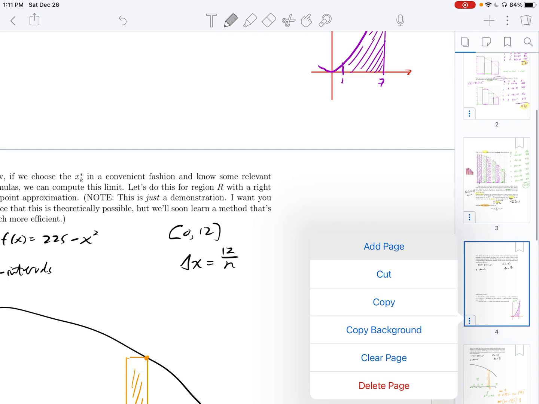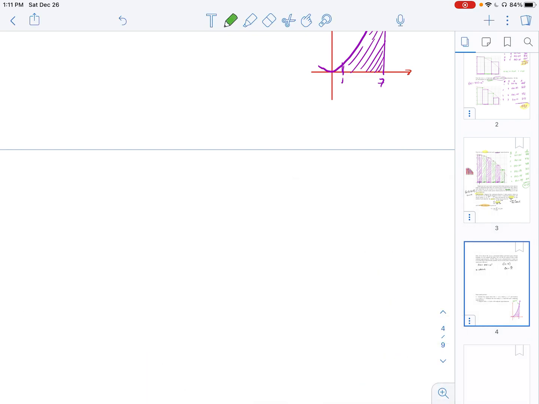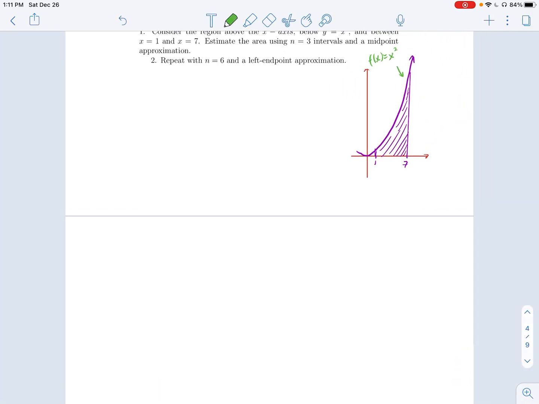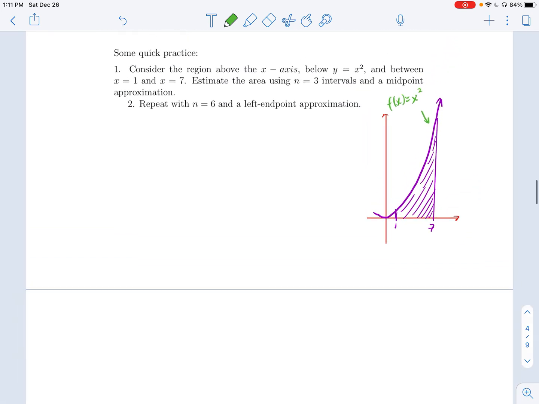So I hope you have paused to try this. Before I end this video, I will go through this. So for number 1, we'll just notice that if there are 3 intervals, this is 6 wide, each one has a width of 2.